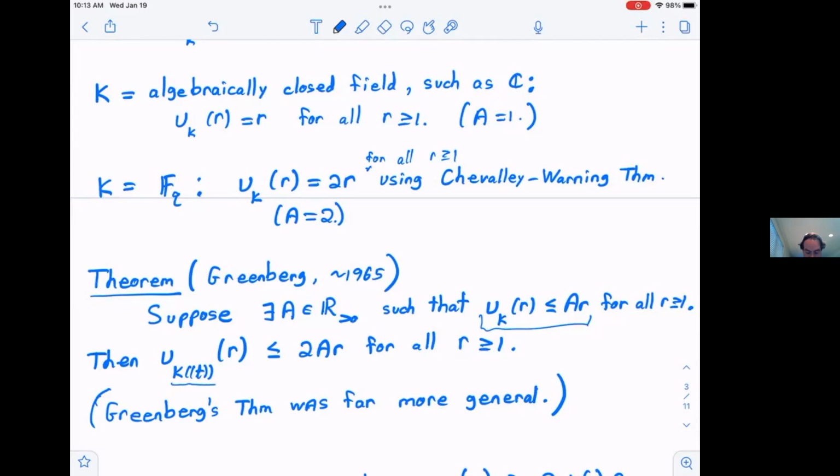So K double parentheses T would stand for, I could call it, the field of formal power series or the field of Laurent series. It's the fraction field of the formal power series ring, K double bracket T. And it says that the U invariant for systems of R quadratic forms over such a field is bounded by 2AR. So in other words, the constant A here has to be doubled to 2A. And this is for all R greater than or equal to 1. As I say, Greenberg's theorem is far more general, but this is what I need for today.